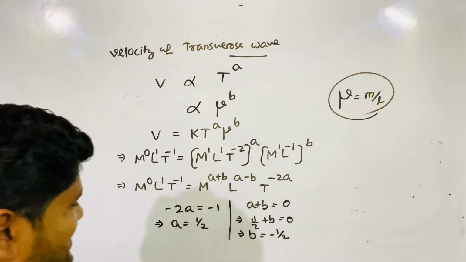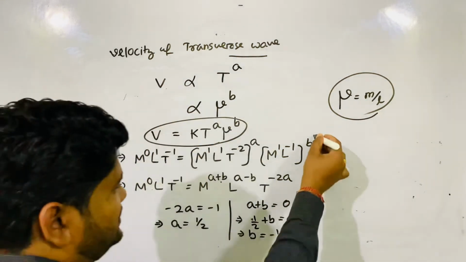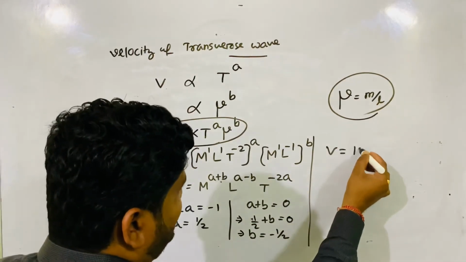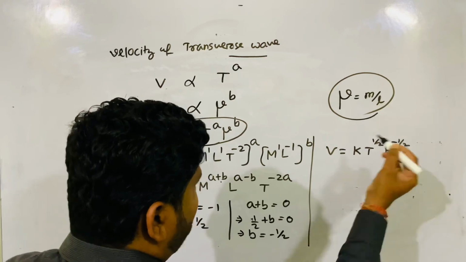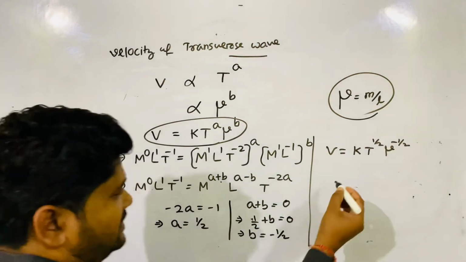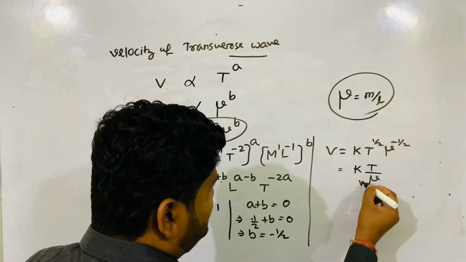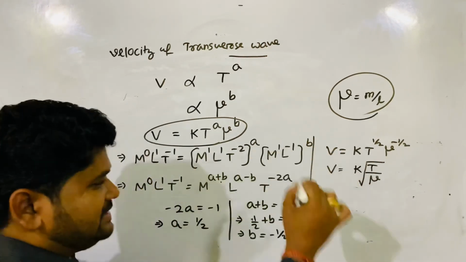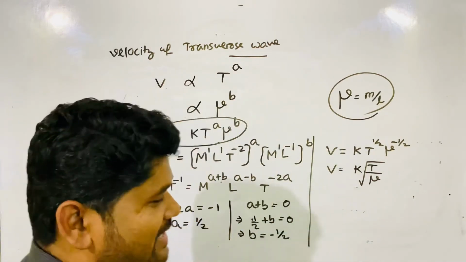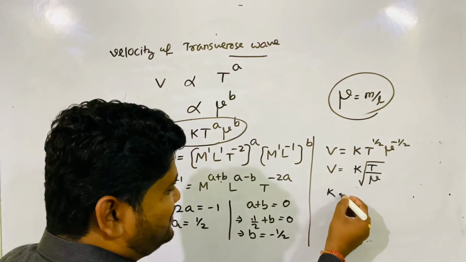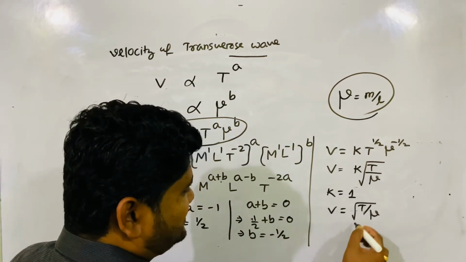Now put it in this formula. v is equal to k T to the power half mu to the power minus half. So this is k times root over T by mu. Experimentally, k is found to be 1. So v is equal to root over T by mu.